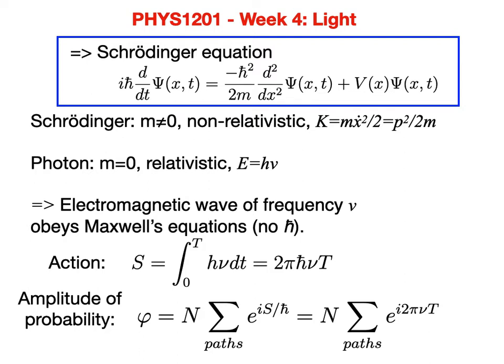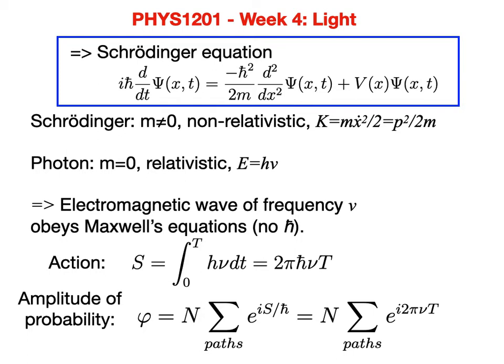But if you look at light, at the photon, it is massless. It is relativistic because by definition it's moving at the speed of light, and its energy is expressed differently. It's h nu, where h is the Planck constant and nu is the frequency. So clearly the Schrodinger equation is not the right starting point to describe light.